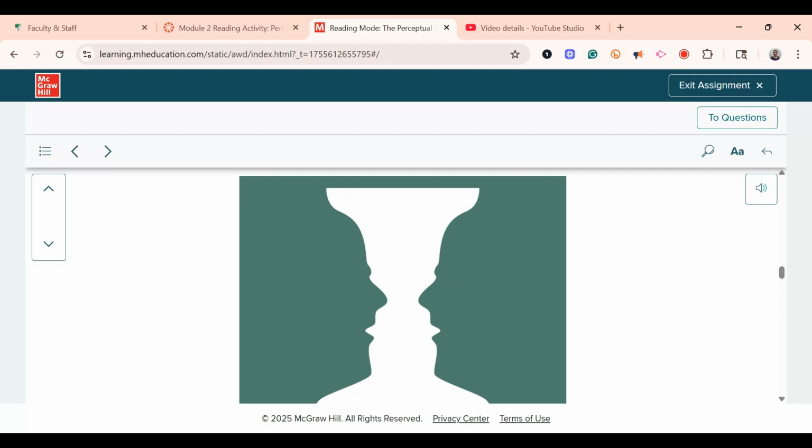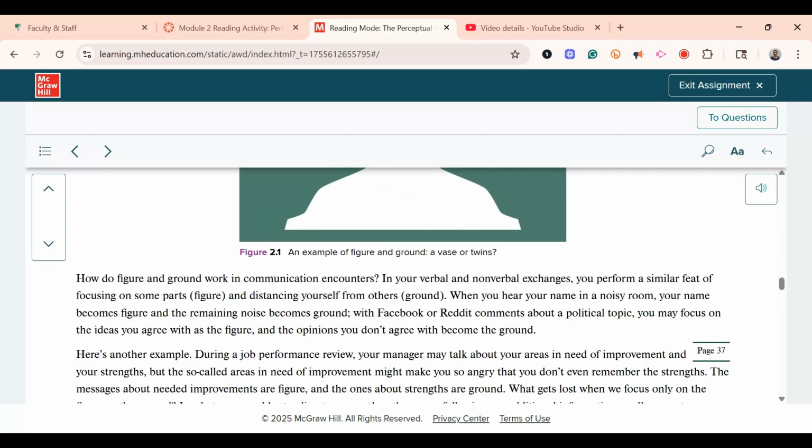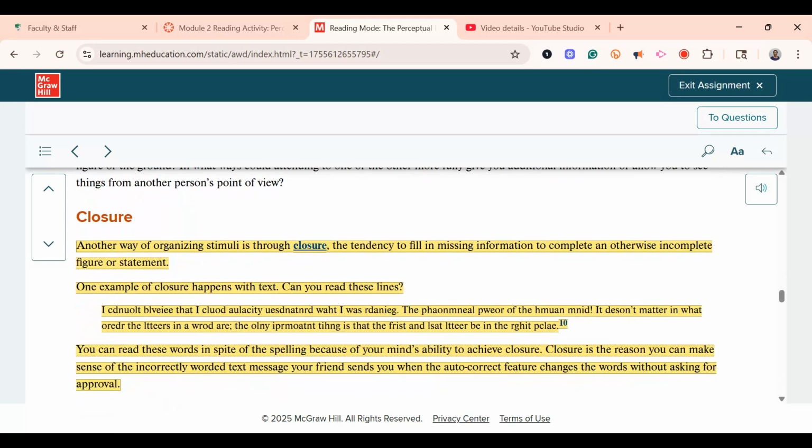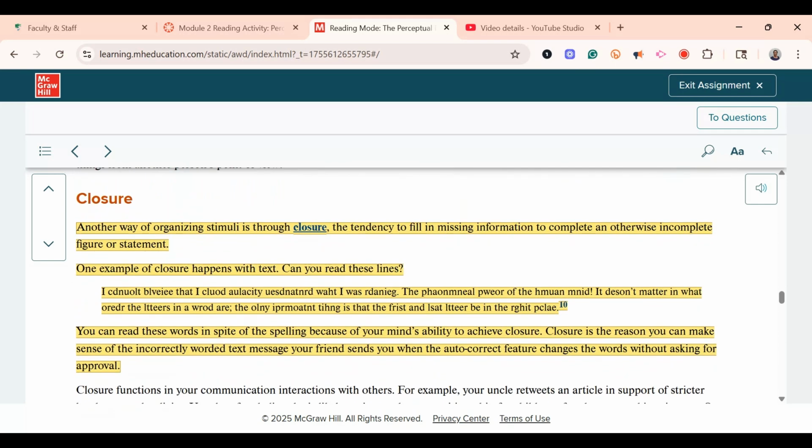Do you just see two colors, green and white? Do you see a white vase? Do you see two green twin faces? Or do you see nothing? You just see a picture that is green and white. That is the way you perceive things. There's no good or bad, it's just the way that your brain perceives things.